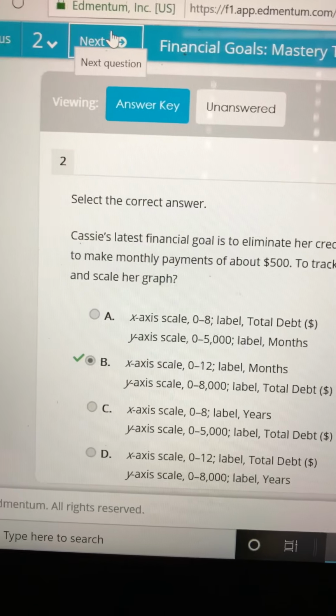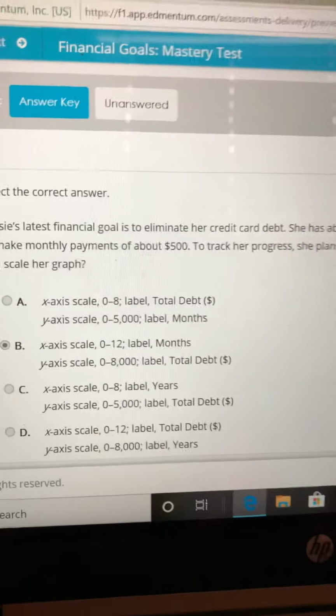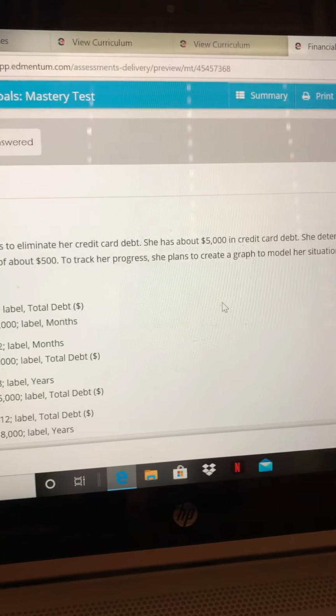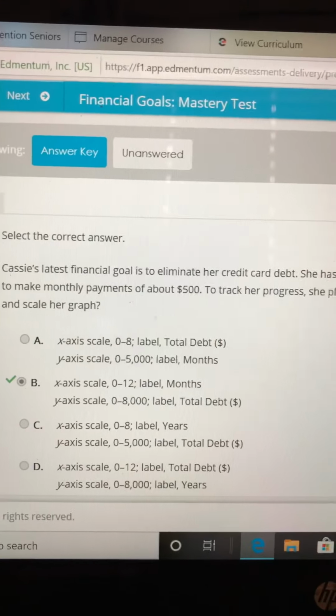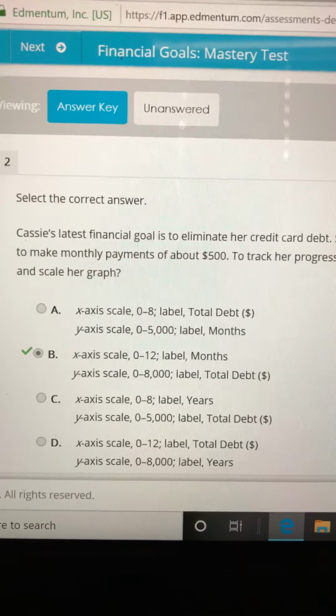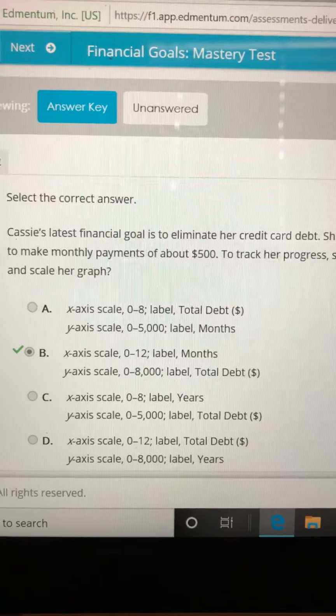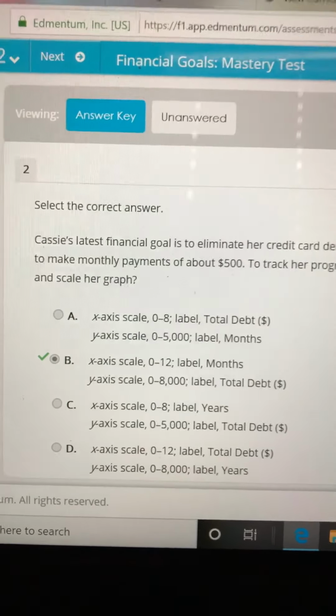Cassie's latest financial goal is to eliminate her credit card debt. She has about $5,000 in credit card debt. She determines that she can afford to make monthly payments of about $500. To track her progress, she plans to create a graph to model her situation. How should Cassie label and scale her graph?